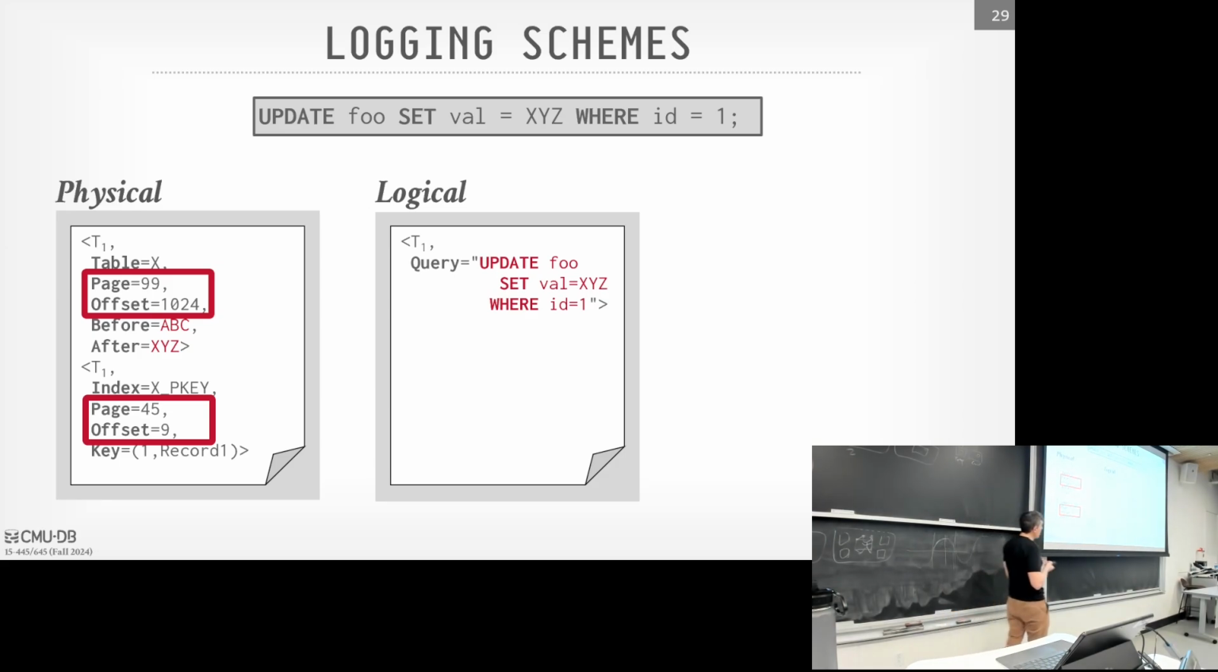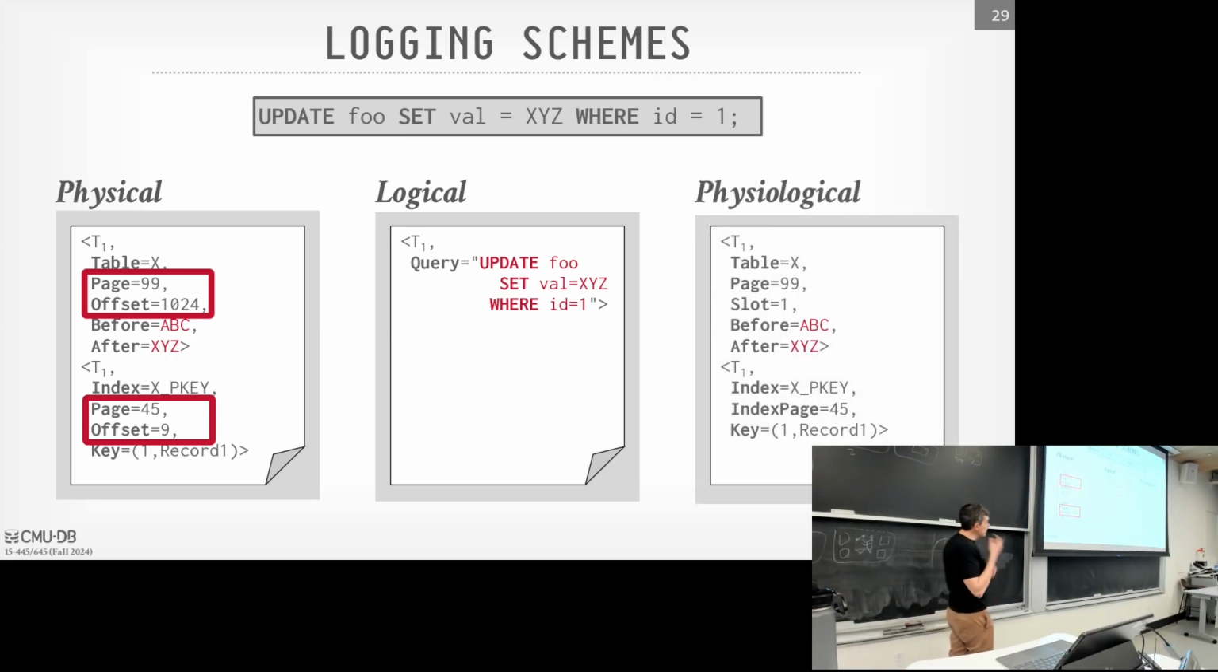The tricky thing also is if you have non-determinism in the query. Say I have WHERE val equals xyz, but if it was WHERE val equals random or timestamp, I have to make sure that when I re-execute the query upon recovery, I use the same seed or get the same value that I had when I ran before. So it's a little bit more work you have to do for this.